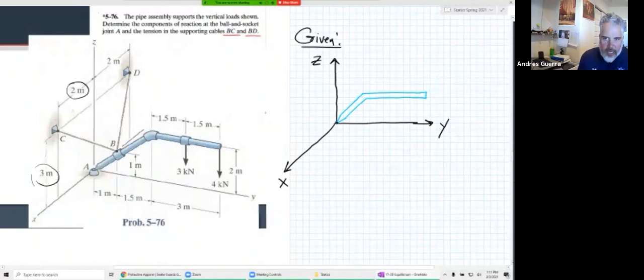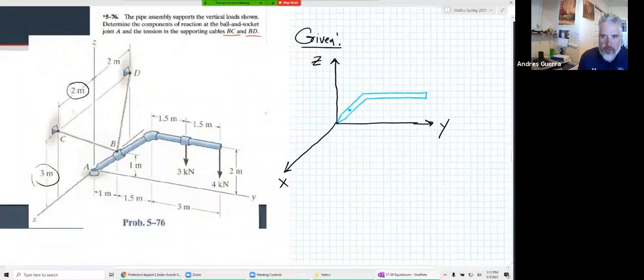And then we have a cable that goes from this point B right here, and I'm just going to show in general, there's a cable that goes to about right there. And then there's another cable that goes to about right there. And I'm not super worried about getting those in exactly the right spot because we can just label all of our points here. Point A is a ball and socket.